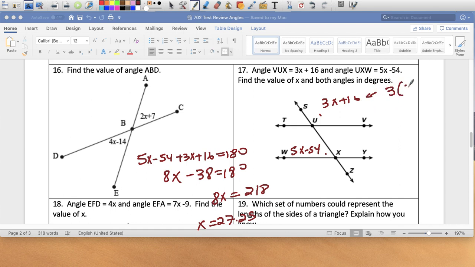So 3 times 27.25 plus 16, right? So let me do that. 27.25 times 3 equals 87 plus 16. This angle here is 97.75, and the other angle is going to be its supplement, right? So minus 180. This angle here is going to be 82.25. That's it.